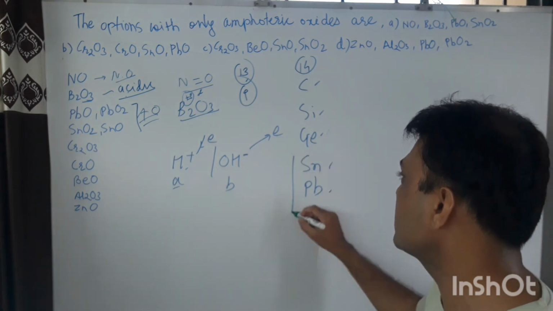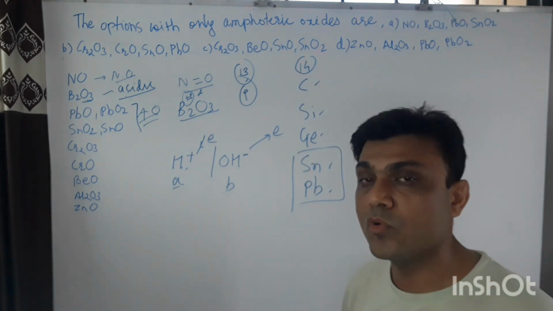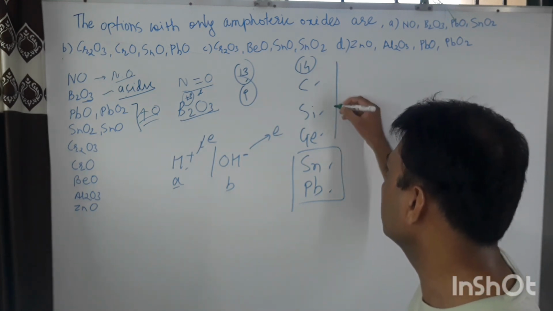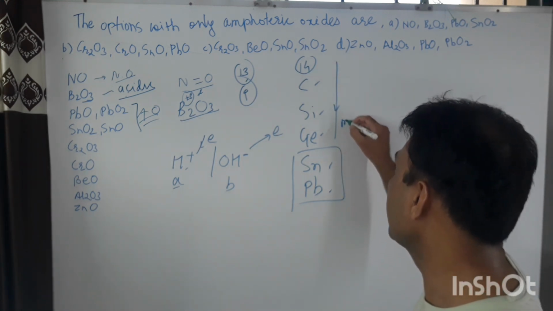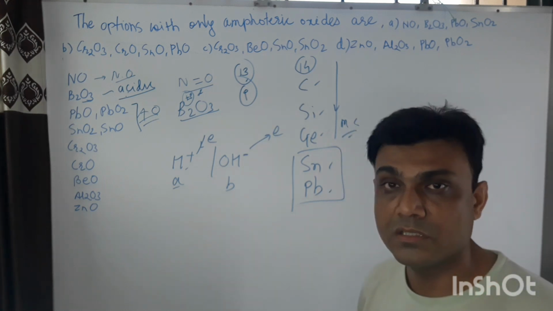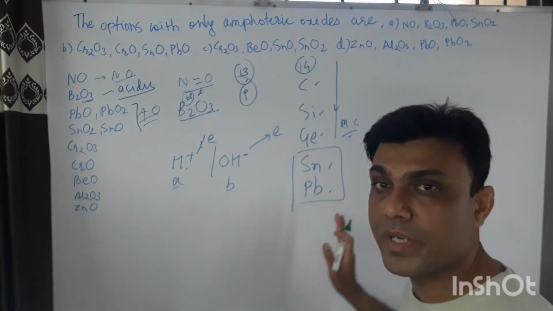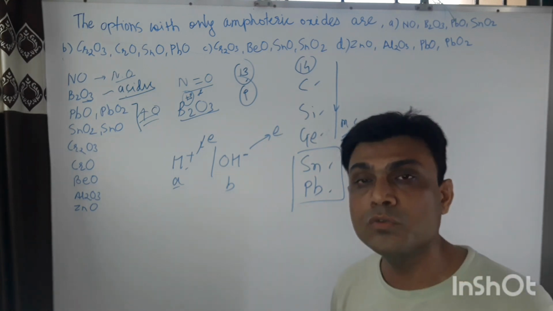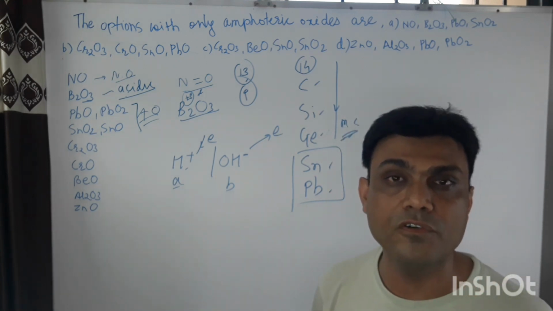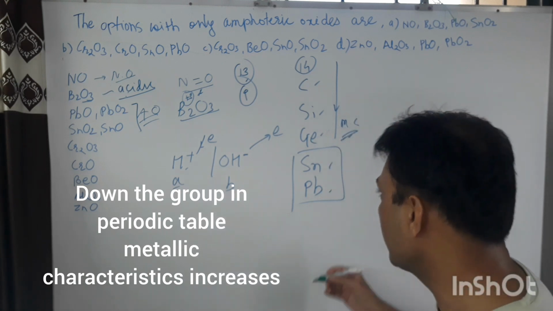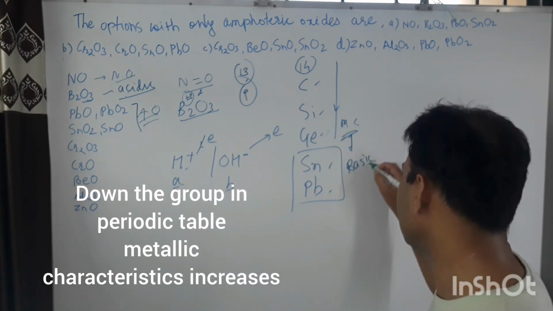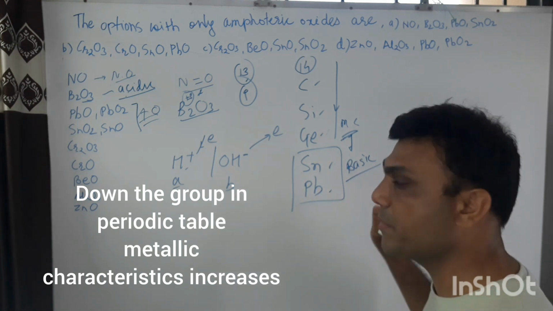Now you see tin and lead at the bottom of group 14. And when we are going down, metallic character increases. From top to bottom, metallic character increases, and you know that metals mostly form basic oxides. So as per this logic, the oxides of tin and lead should be basic.